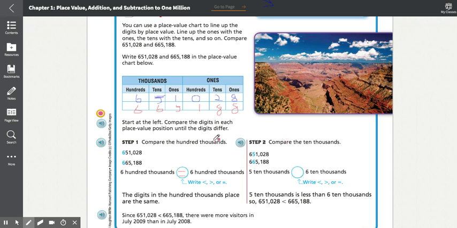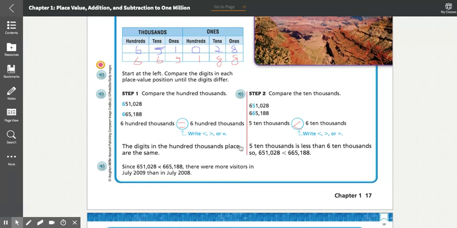Step 2. Let's now go to the 10,000s. There's a 5 in the 10,000 and there's a 6 in the 10,000 of the second number. So is 5 10,000s more than, less than, or equal to 6 10,000s? I'm going to write in less than. A 5 is less than a 6. Now that the numbers are different, we can compare.